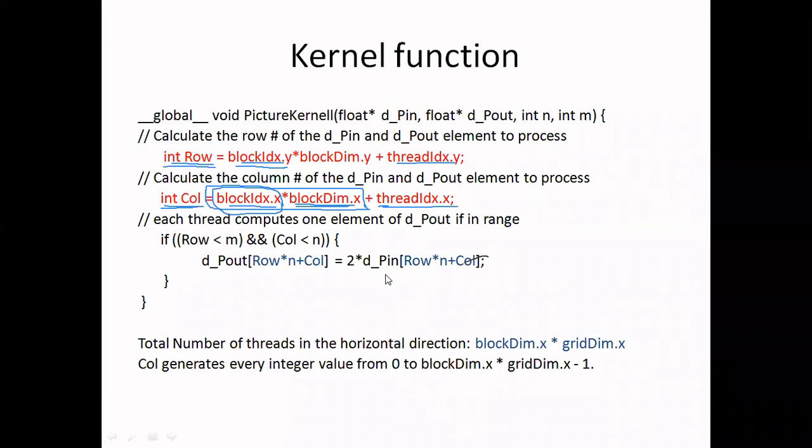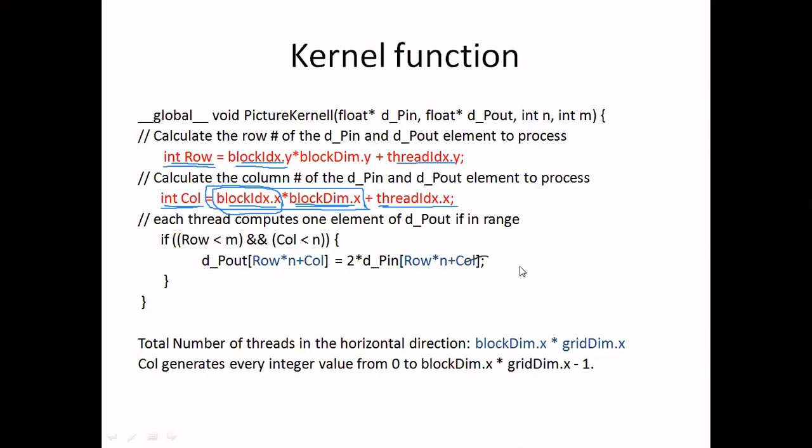In dpin, we have the data. Row means we have already passed so many rows, so row into n. What is n? n is the number of pixels in the x dimension. So the number of rows passed, times the number of pixels in the x dimension, plus col, will tell you the exact position of the pixel in the image. So you take the value from there, multiply it with 2 and store it in dpout. No problem.